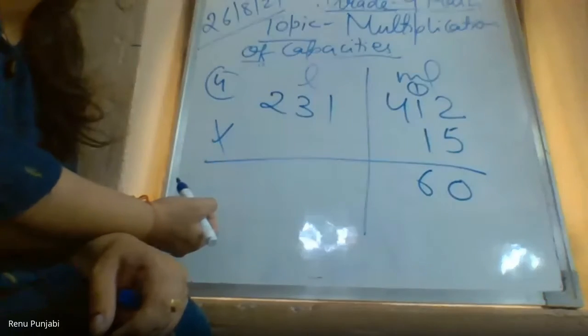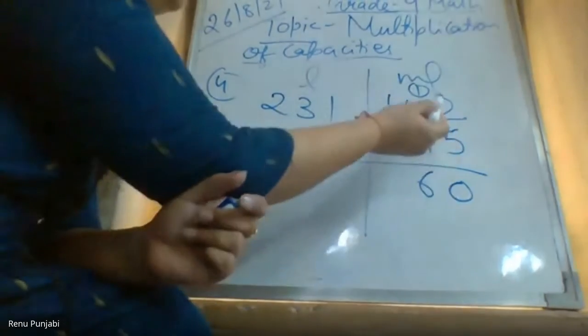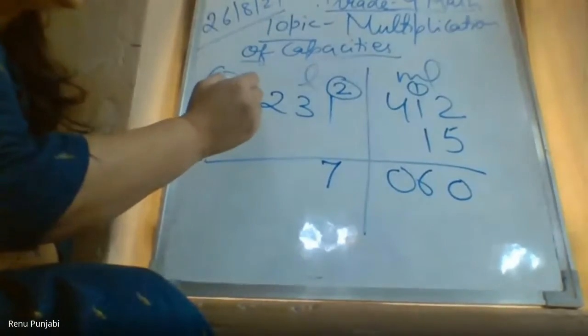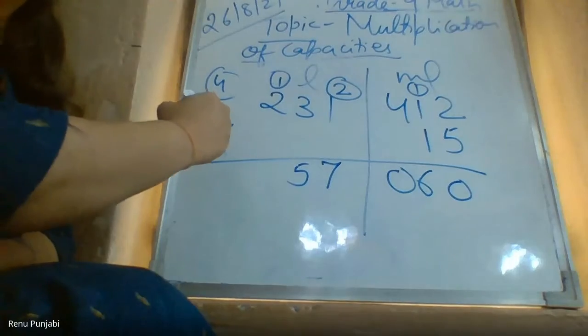Vedanti will check the answer. She is solving. 5 4s are 20. So 20, what will come here? 0, and 2 will be carry over. Then, 5 1s are 5 plus 2, 7. Then, 5 3s are 15. 5 will be down and 1 will be carry over. Then 5 2s are 10 plus 1, 11.